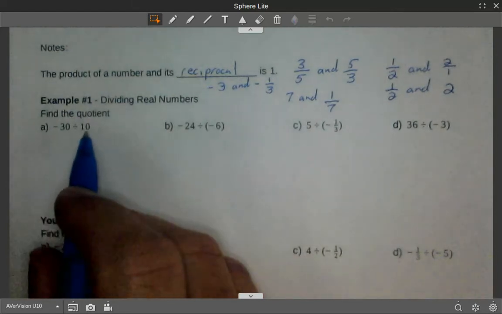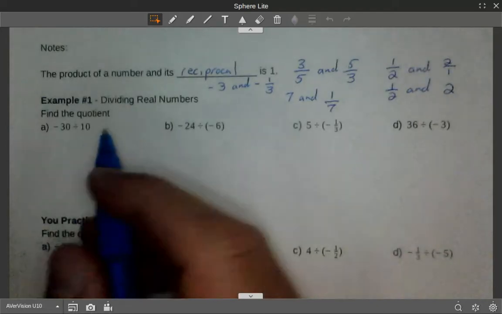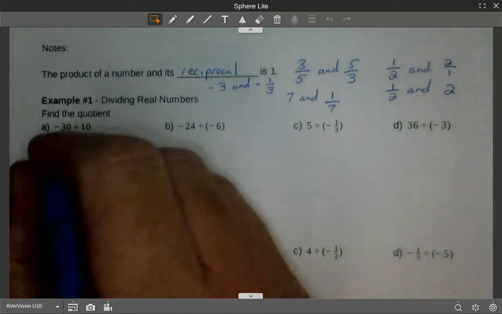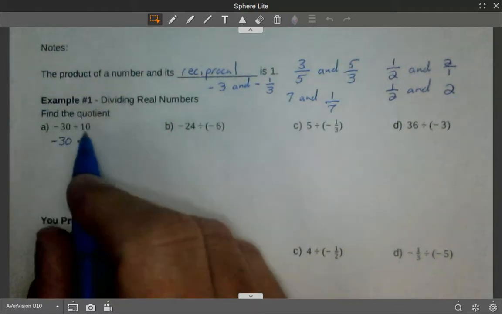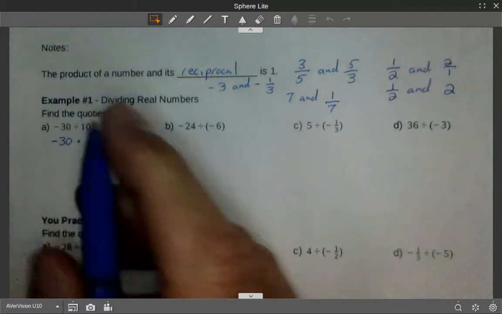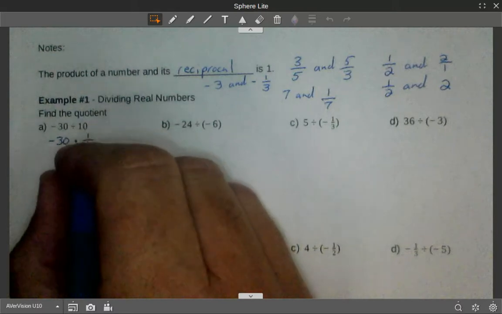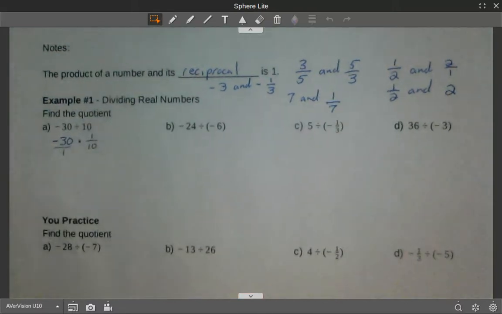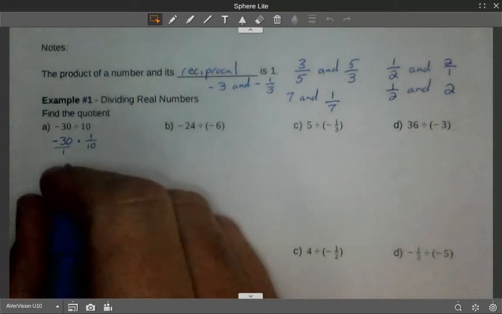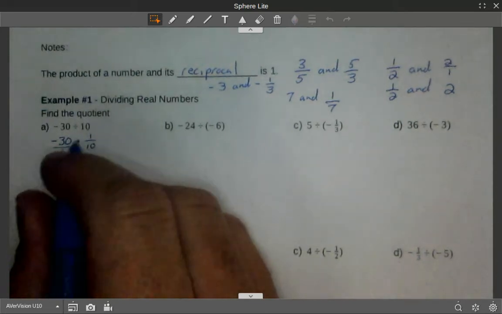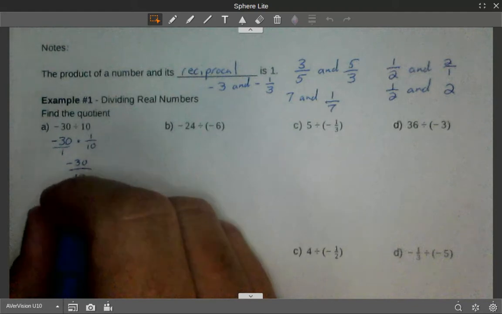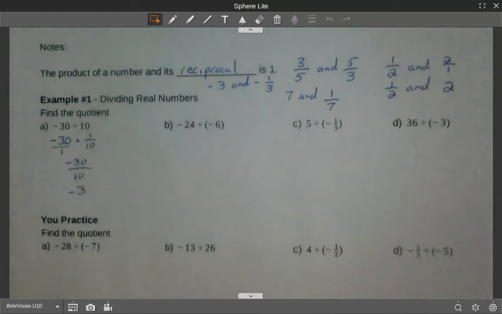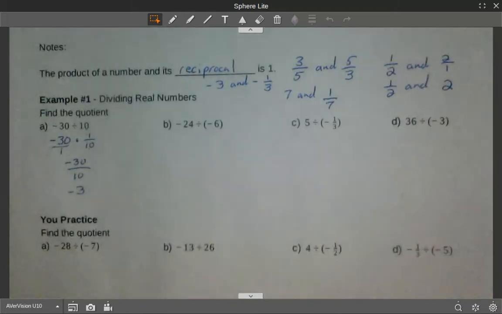So -30 divided by 10, obviously you probably know is -3, but if we want to look at it a different way, we can always look at it in terms of multiplication. We can change it to a multiplication problem, and we can write 10 as 1/10. Now -30 can be -30/1, so -30 times 1 is -30, and 1 times 10 is 10, and we get -3.